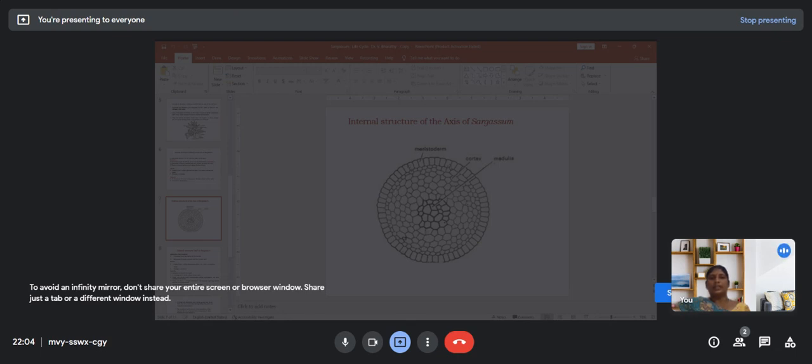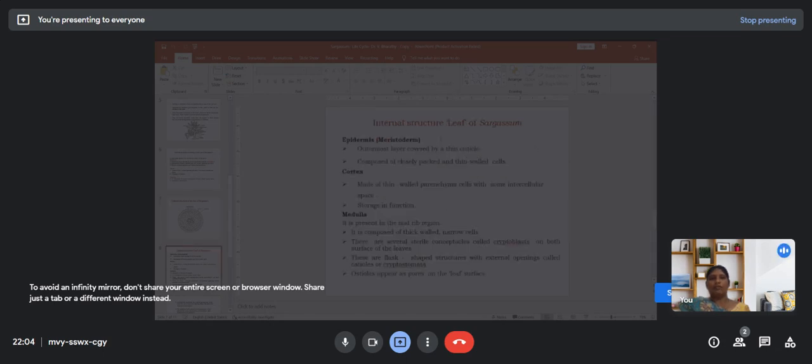So this is the internal structure of the axis of sargassum. We can see the epidermis. It is made up of parenchymatous cells. Inner to that we have the cortex and the medulla. Then the internal structure of the leaf of sargassum.